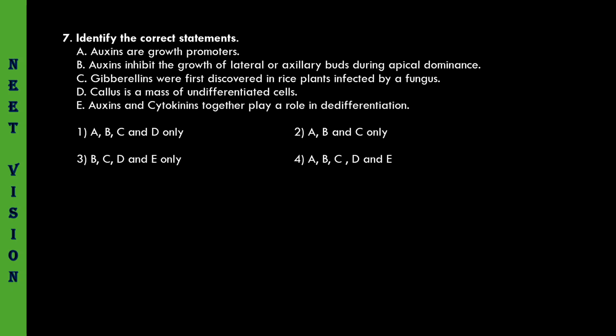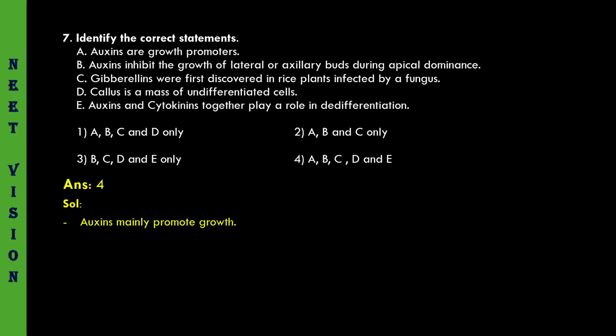We know that auxins play a role in cell division, and cytokinins also play a role in cell division. Together, they help permanent living cells enter meristematic activity, which is known as differentiation. So all five statements, A, B, C, D and E, are correct. Let us see the options. This is the correct one, the fourth one.